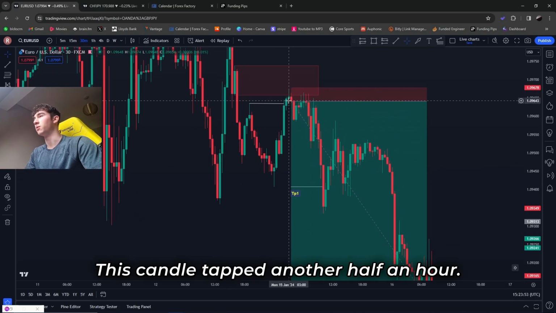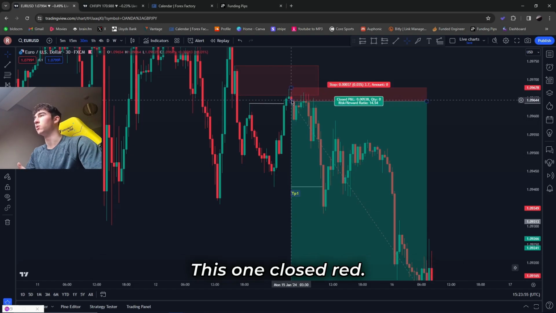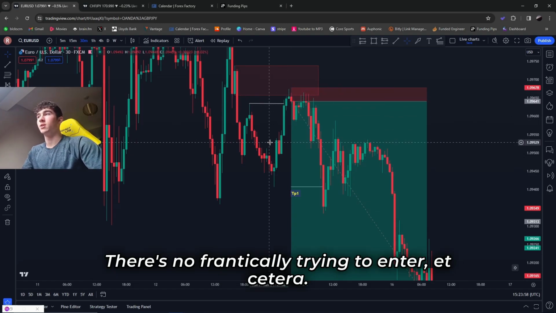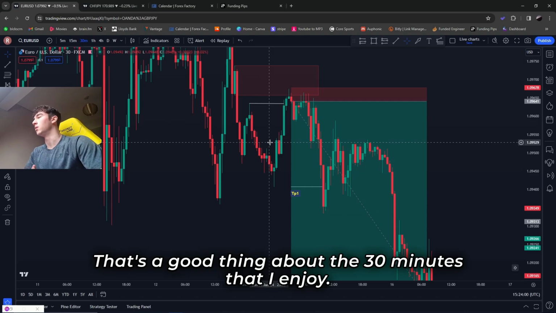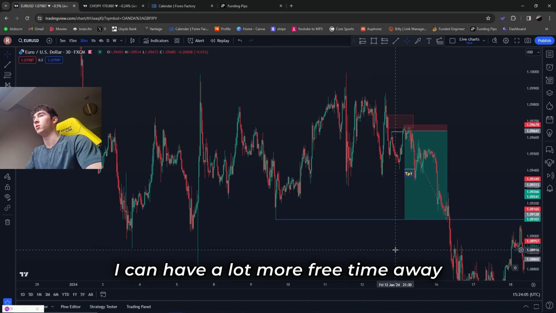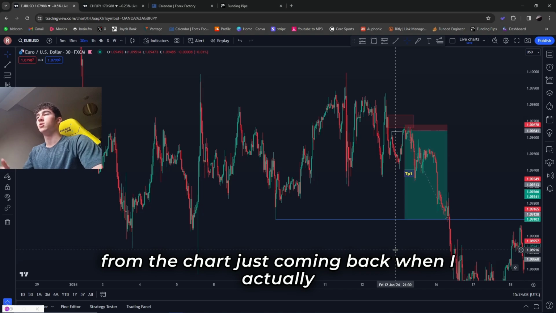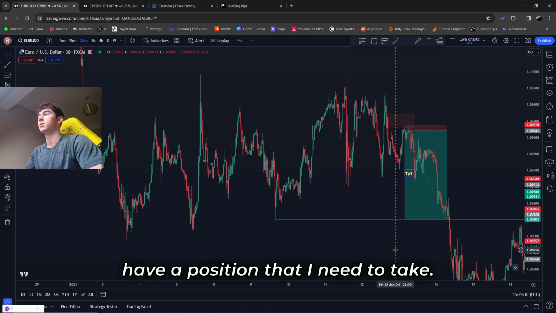30 minutes, this candle tapped. Another half an hour, this one closed red. There's no frantically trying to enter, etc. So that's a good thing about the 30 minutes that I enjoy. I can have a lot more free time away from the chart, just coming back when I actually have a position that I need to take.